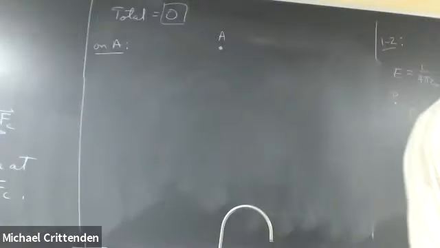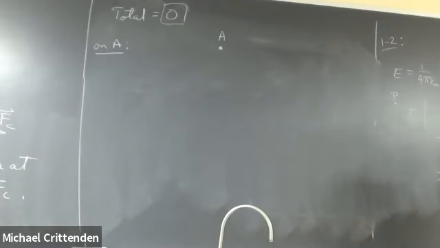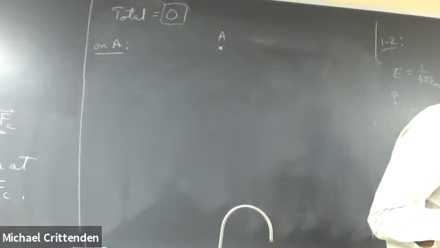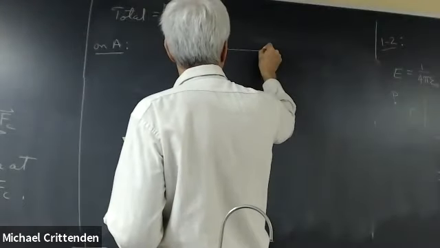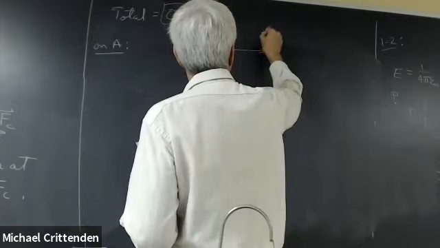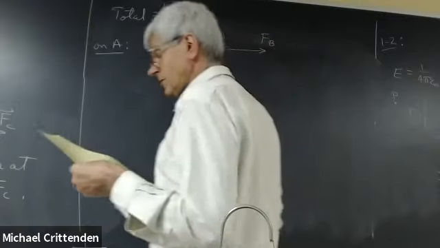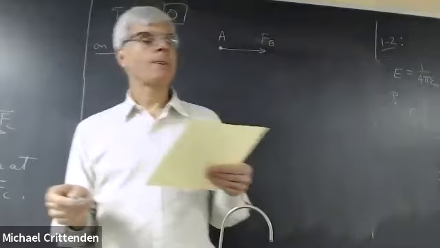Over there on the left, A will be attracted to B because A is positive and B is negative, opposites attract. So the force on A coming from B is something like that. A is repelled by C, they're both positive. So A is going to be pushed away from C. Something like that.